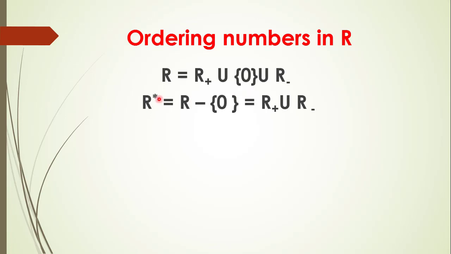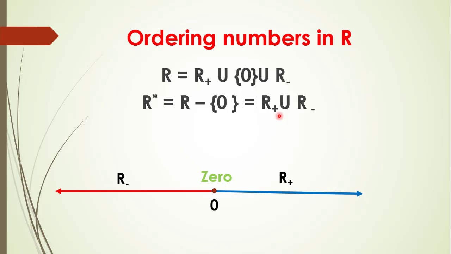We have also R star. R star means the set of real numbers but without zero. So R star equals R minus the set of zero, which is R positive union R negative. On the number line, 0 is in the middle, then to the right the set of positive real numbers, and to the left the set of negative real numbers, as we did before in integers.